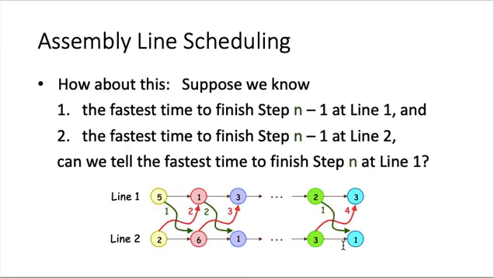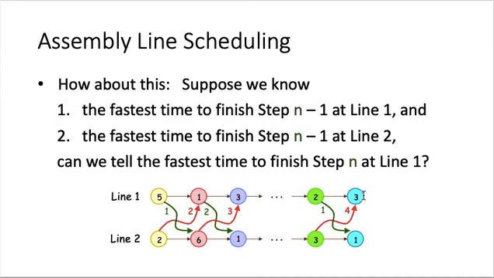Now let's think about one more step. So suppose that we know the fastest time to finish step n minus 1. So here, this is the previous step. The fastest time to finish step n minus 1 at line 1, and the fastest time to finish step n minus 1 at line 2. Now, can we use these two pieces of information to find out the fastest time to finish step n at line 1? We know the best time to reach this point, the best time to reach this point. Do we know the best time to finish everything at this point?